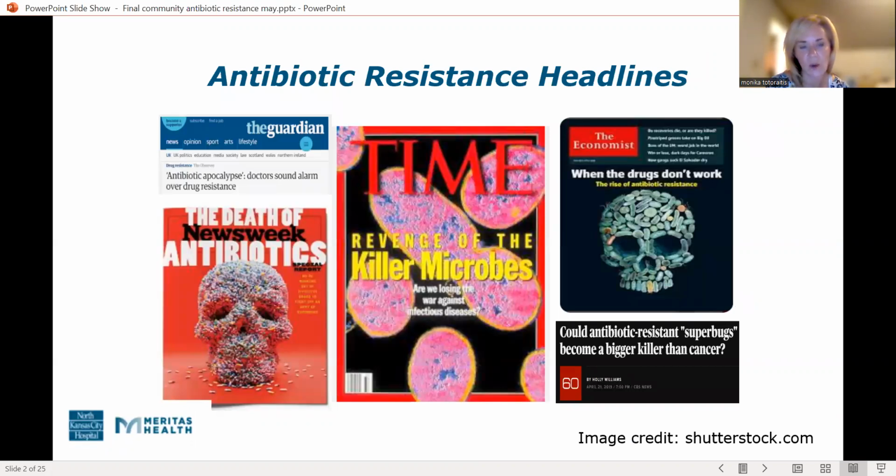Increasing awareness and understanding of antibiotic resistance is critical, as this is one of the biggest public health crises in the United States, as you can see from the headlines. Unfortunately, antibiotic resistance extends beyond our borders and can be found in all regions of the world.